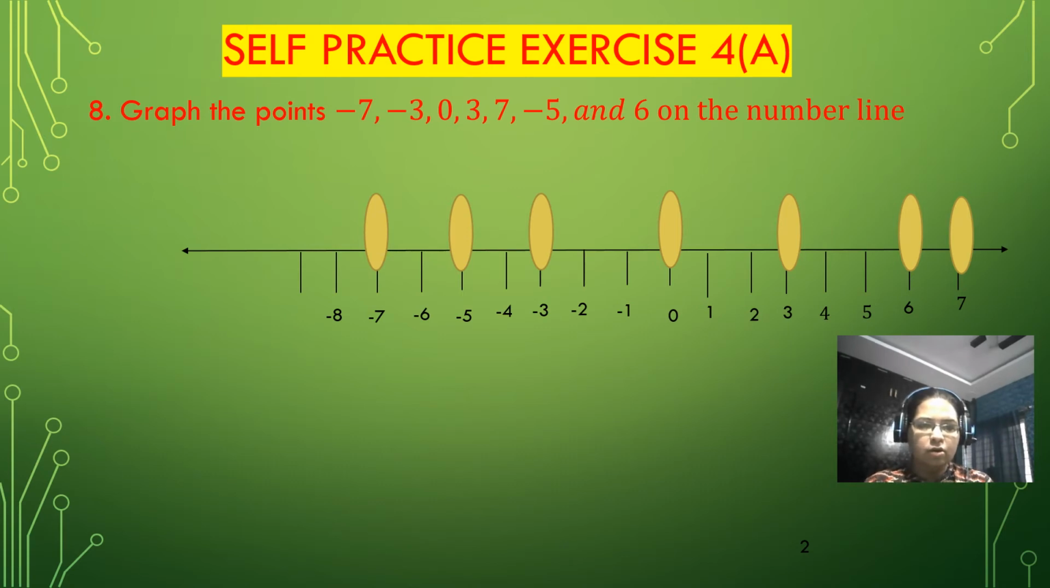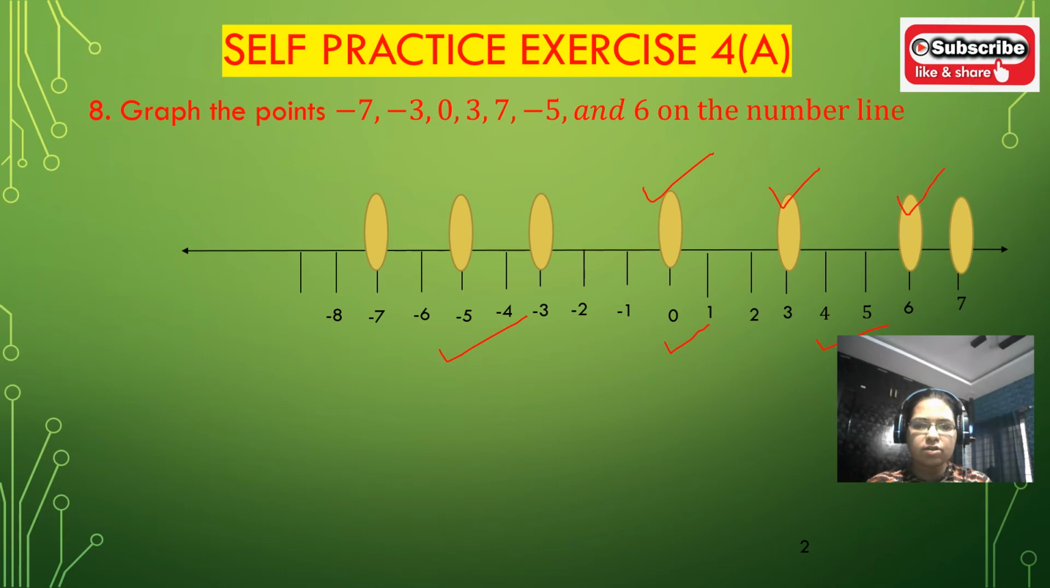First draw the number line, and middle line is 0, and from 0 to the right hand side positive integers. These are positive integers, and from 0 to the left hand side negative integers. These are negative integers. So 0, then 1, 2 and 3. This is 0 and 3. This is positive 3 to the right side of 0. Then positive 6 to the right side of 0. 7, positive integers to the right side of 0.